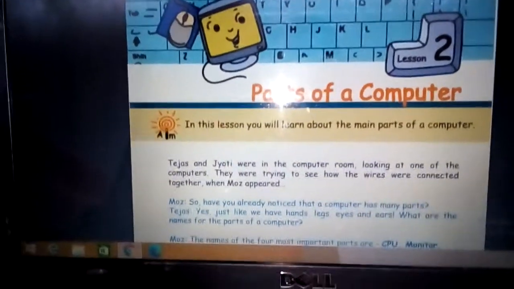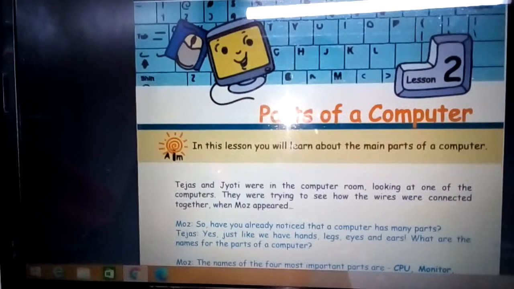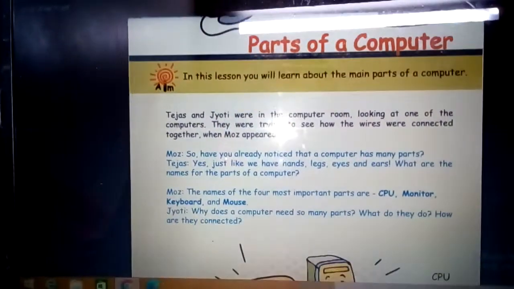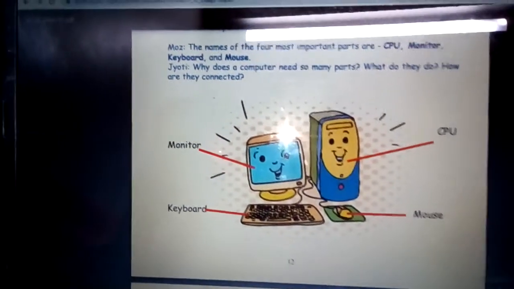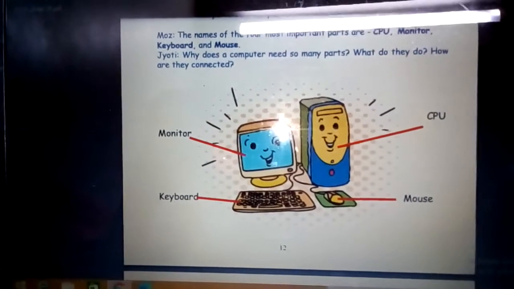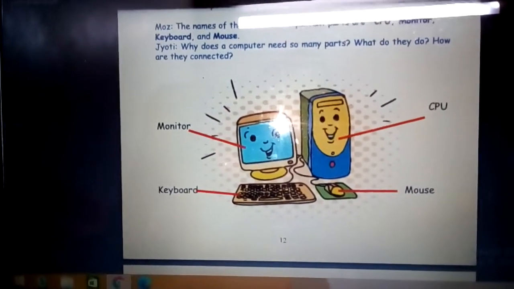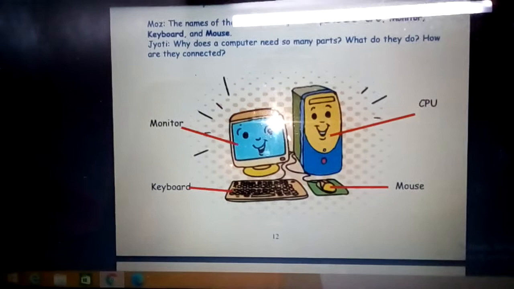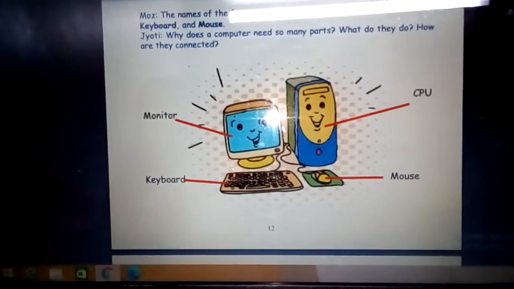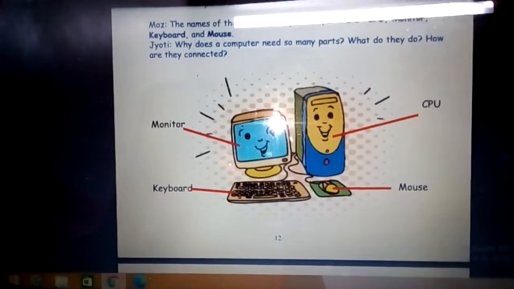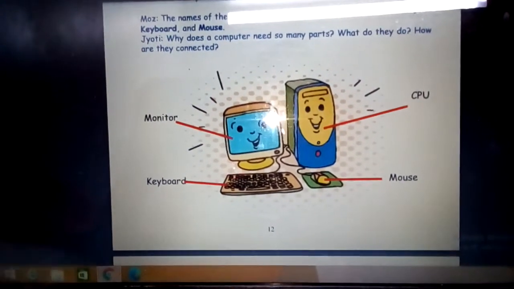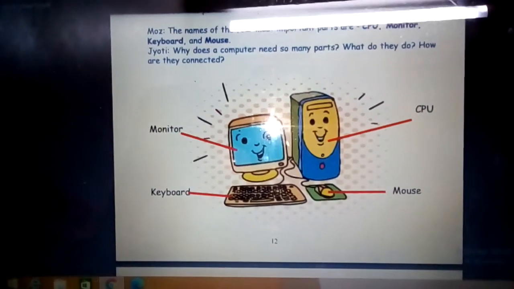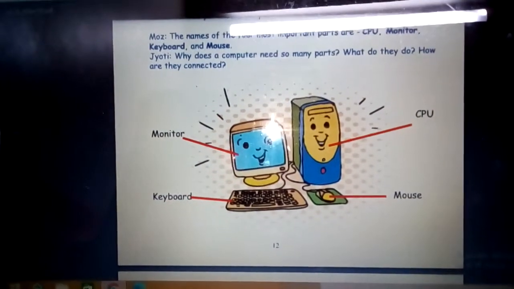Okay, today we will discuss parts of the computer. A computer basically has four main parts: monitor, which is the screen of the computer; keyboard, which has 114 keys; CPU, which is the central processing unit, also called the brain of the computer; and mouse, which helps to select all the things which we want and move the slides.